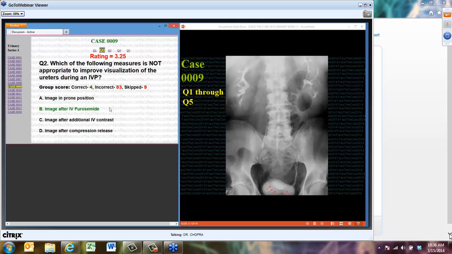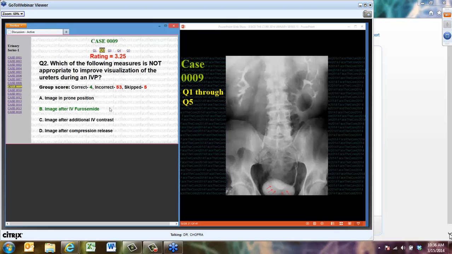But if you give IV furosemide in an IVP, all it is going to do is wash out the contrast, make it so dilute that it will not improve the visualization of the ureters, it will even take them away. Now, you can do an imaging in prone position because the ureters are located more anterior to the collecting systems.